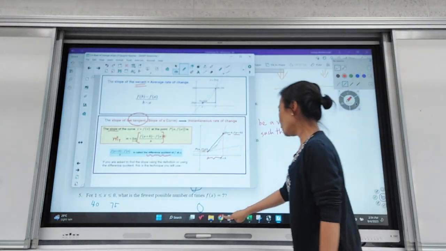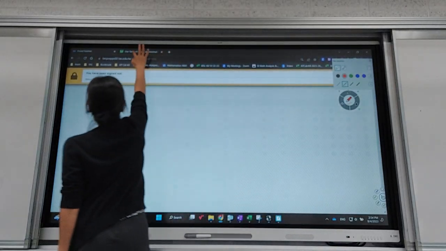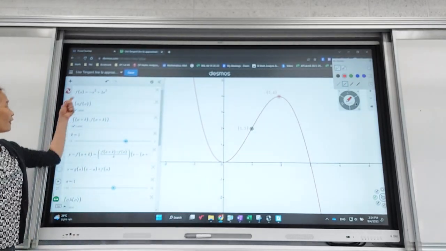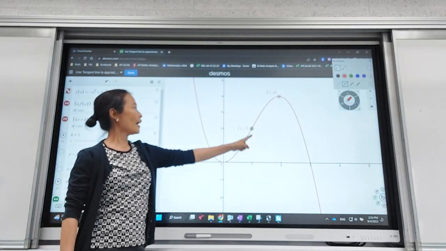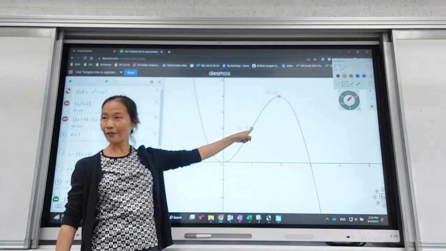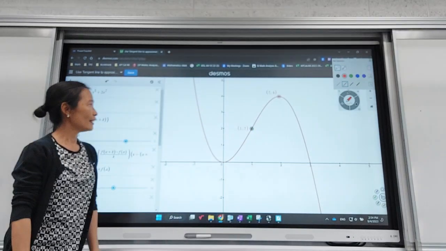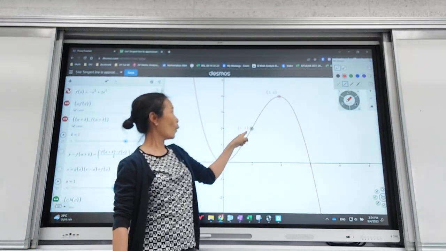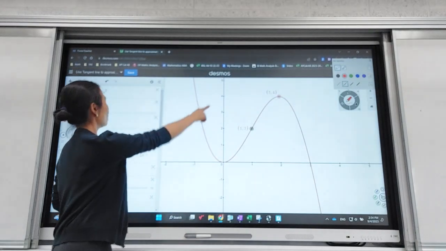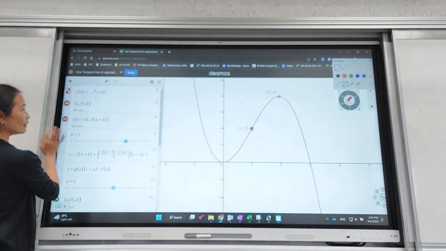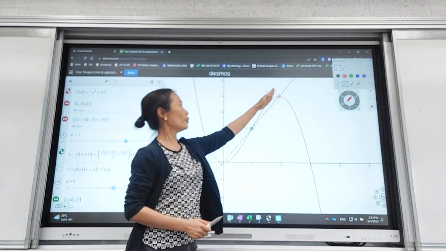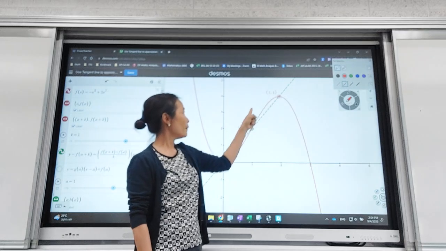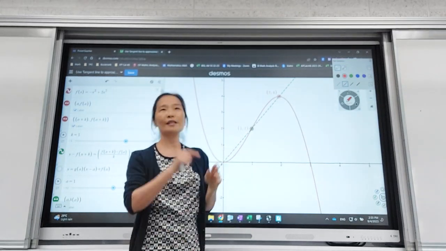So I want to show you this curve here. Can you look at this? I have a function and I have a point. Let's say this is f of a, 1, 2. If I want to find the slope of the secant between 1, 2 and 2, 4, that will be the slope of the secant line, right? I use 4 minus 2 divided by 2 minus 1, so the slope is 2.